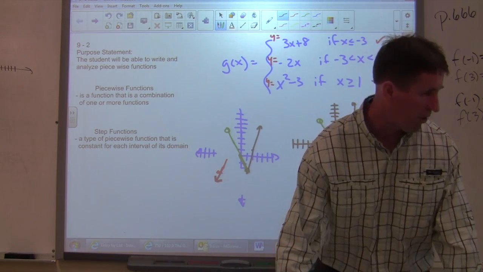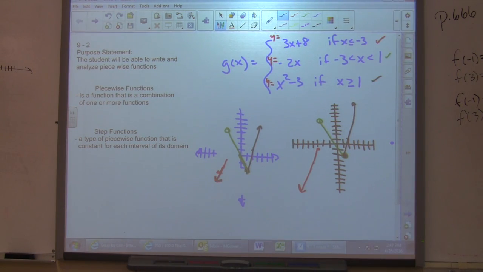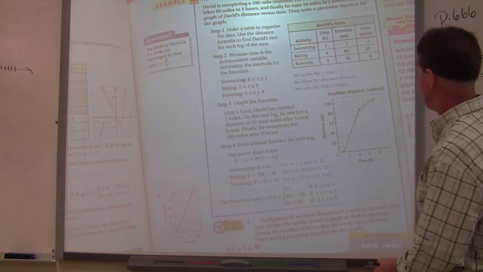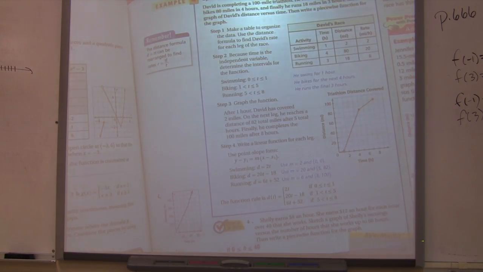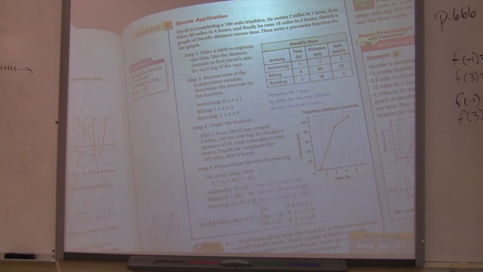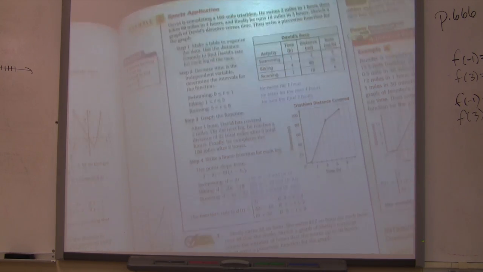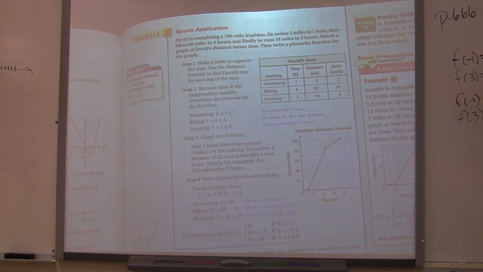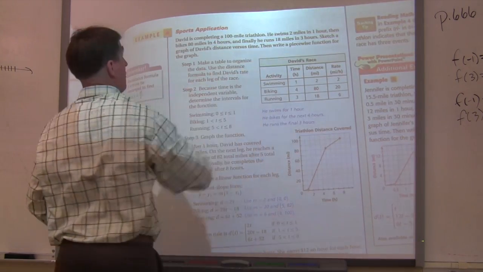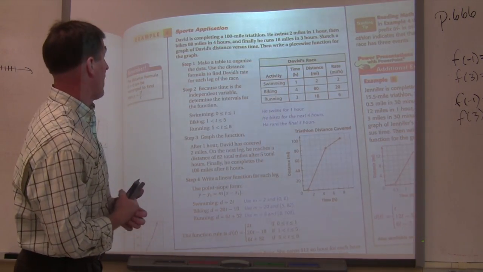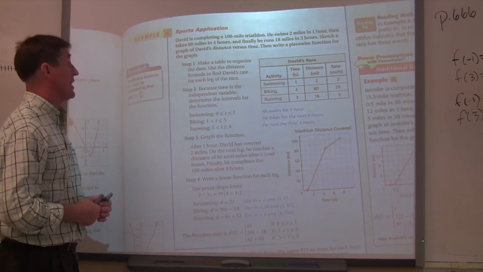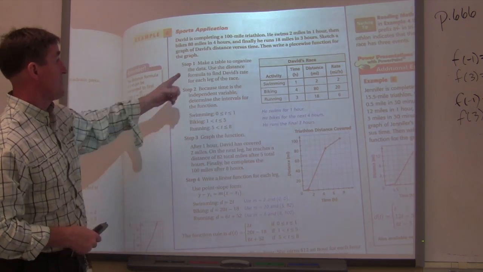You will have some story problems. Take a look at this. So this is an example of a word problem that they're going to ask you to graph. And it says, David is completing a 100-mile triathlon. He swims 2 miles in 1 hour, then bikes 80 miles in 4 hours, and finally he runs 18 miles in 3 hours. Sketch a graph of David's distance versus time.